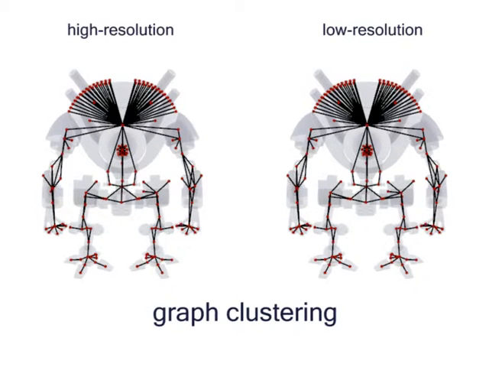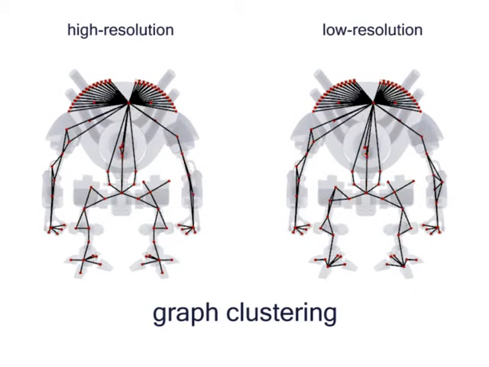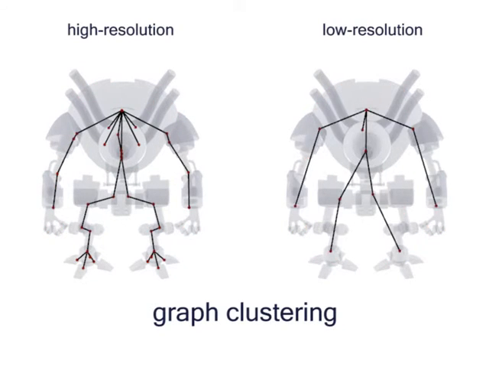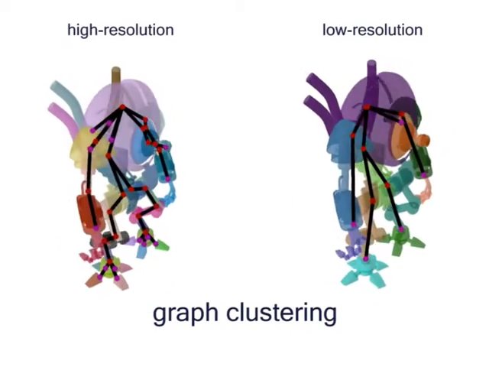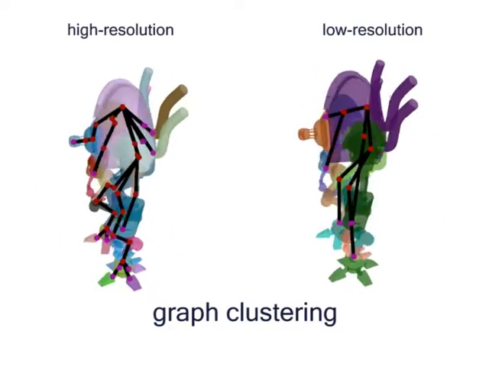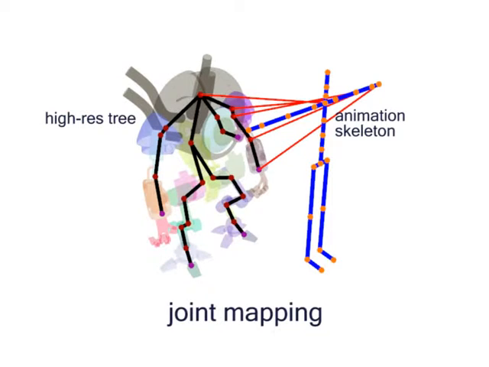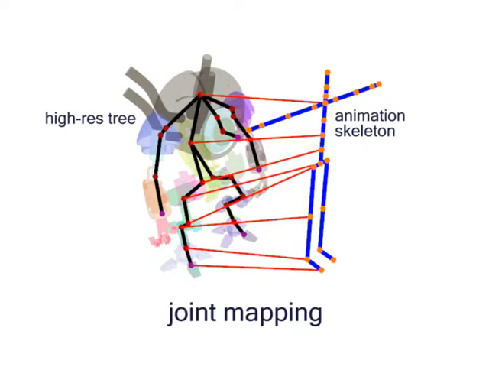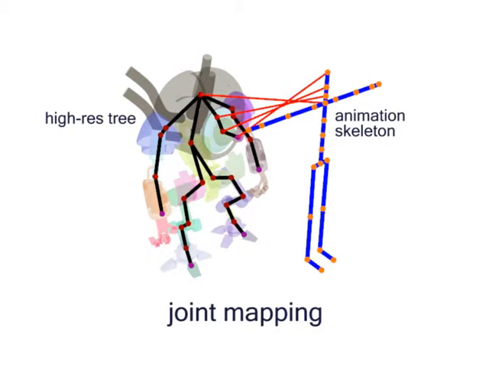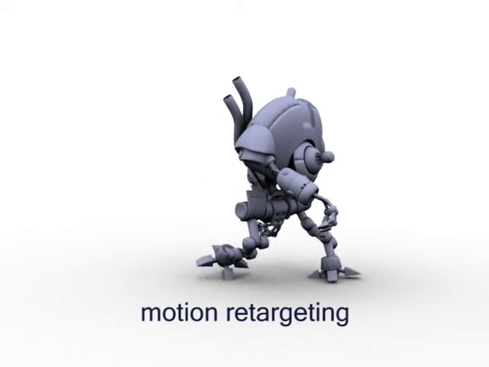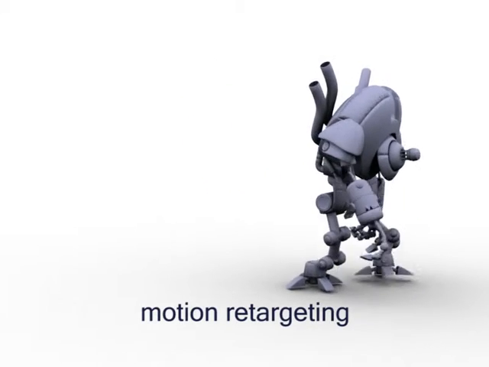The contact graph is then simplified to a tree by clustering nodes. Here we see how the clustering algorithm iteratively generates a coarser representation of the contact graph. Finally, only a simple tree structure remains. During joint mapping, we find the optimal mapping between nodes in the high-resolution clustering and the joints of the animation skeleton. This allows transferring the motion of the animation skeleton to the input model.